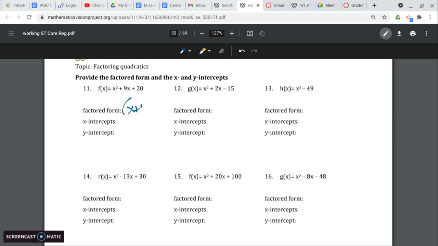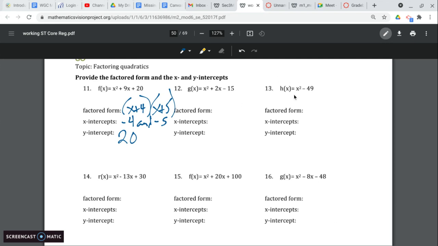So x plus 4, x plus 5, which means our x-intercepts are -4 and -5 because they're always the opposite of the factors. And the y-intercept is 20. Your y-intercept is given to you in all of these. It's the last number, the one without the variable.